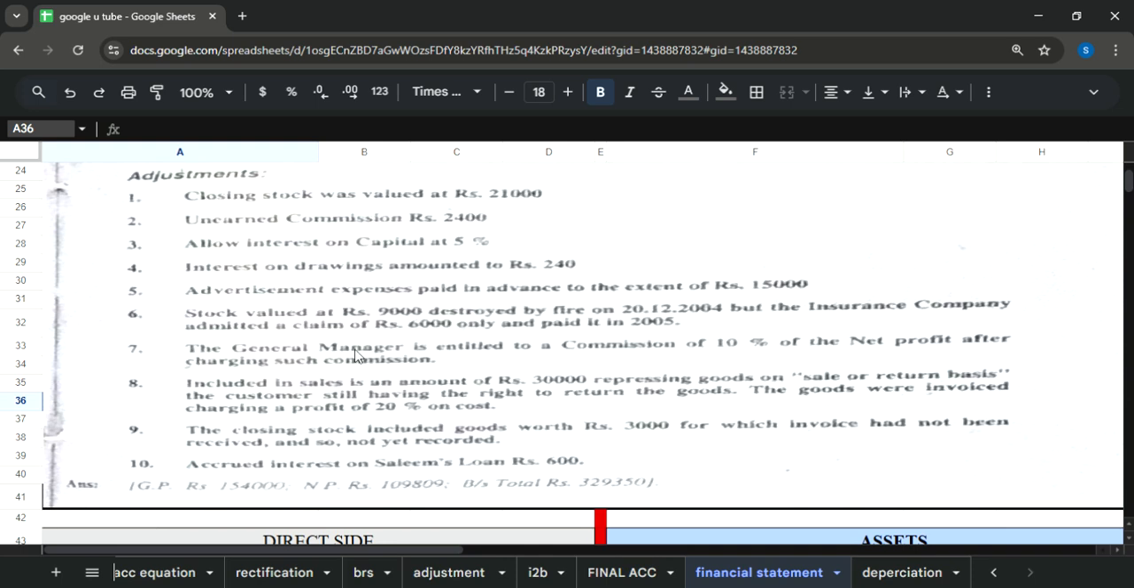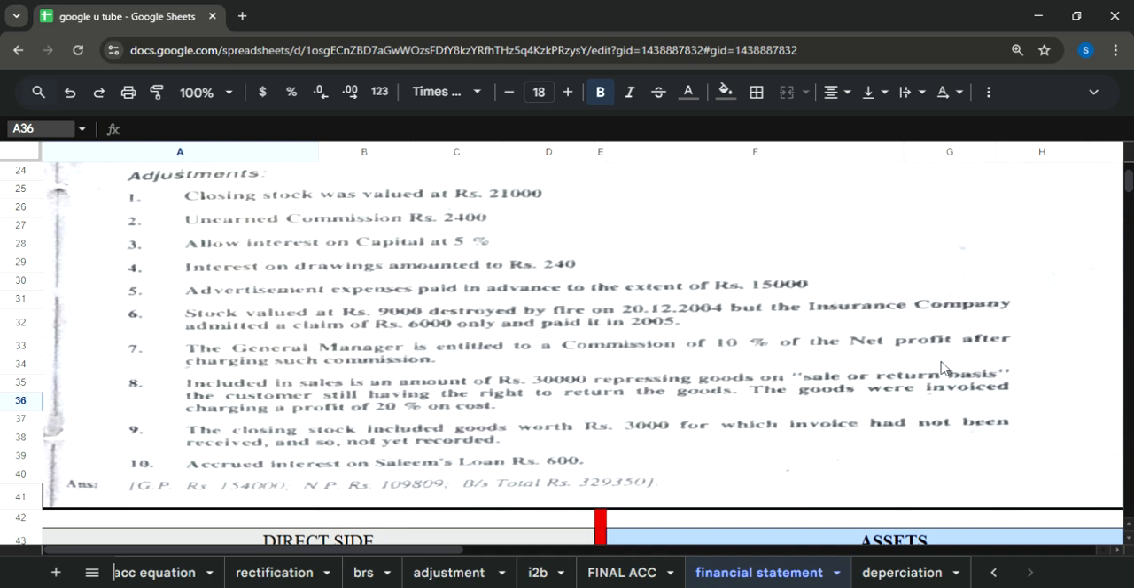Now 7, general manager is entitled to commission 10% of net profit. Since we have not calculated net profit, so we will wait for calculation and then we will come back to see this adjustment number 7. Now adjustment number 8. Included in sale is an amount of rupees 30,000 representing goods on sale or return.